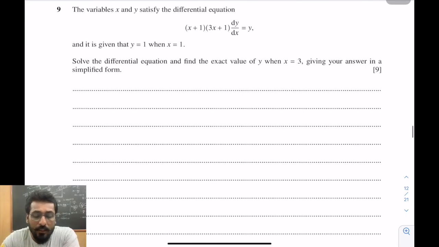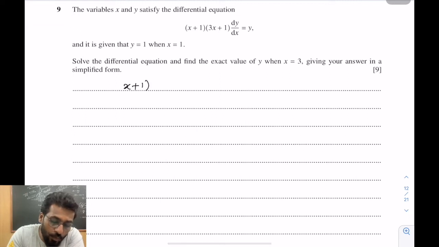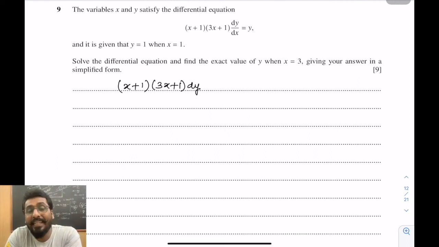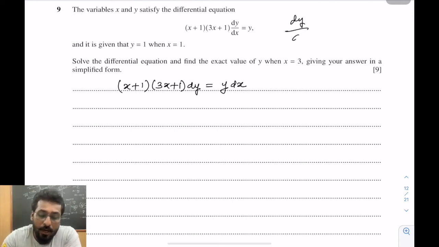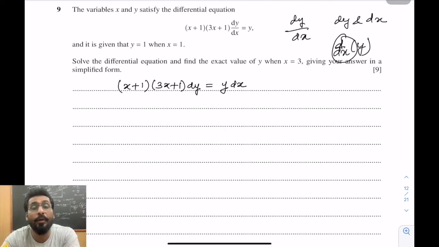So look at the equation that is given to you. Can you write the equation something like this? It's (x + 1)(3x + 1) dy/dx is equal to y. I'm just shifting the dx to the other side. In actual, this does not happen. The dx is not a separate term. Remember that dy and dx are not two separate terms. It is one entire thing, d by dx of y. d by dx is an operator. It's not like dy is a separate term and dx is a separate term.